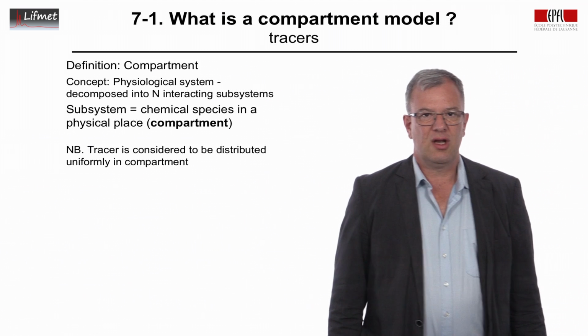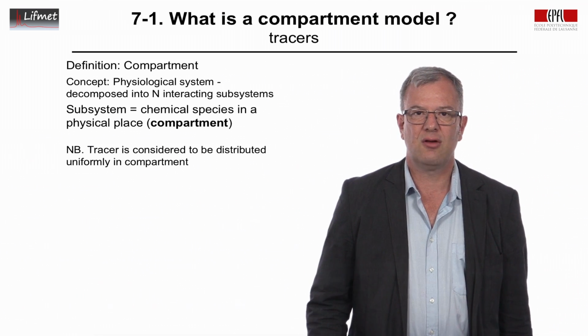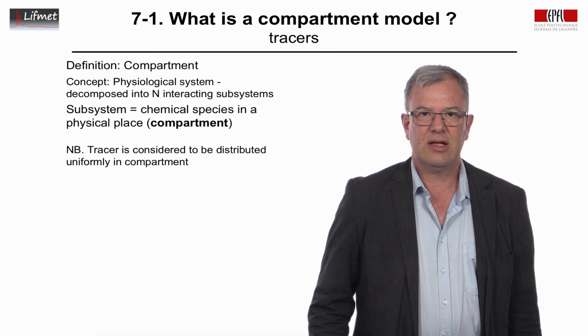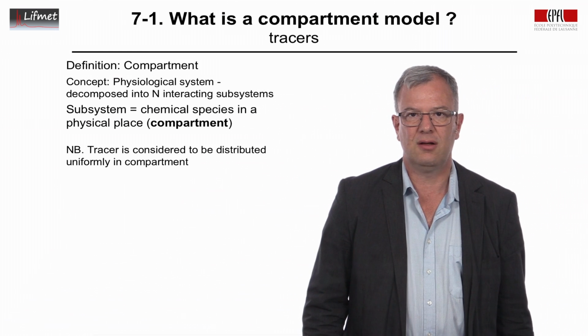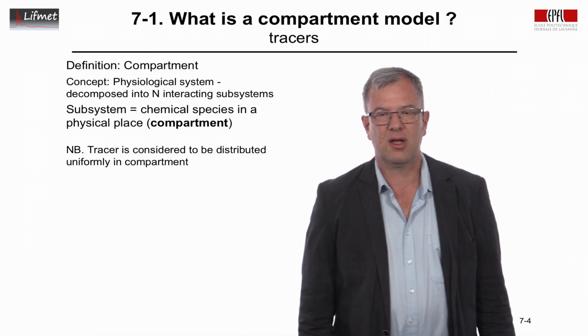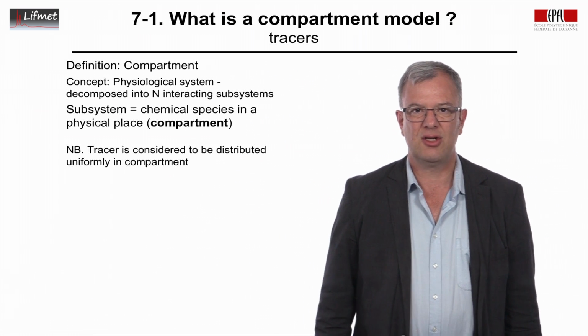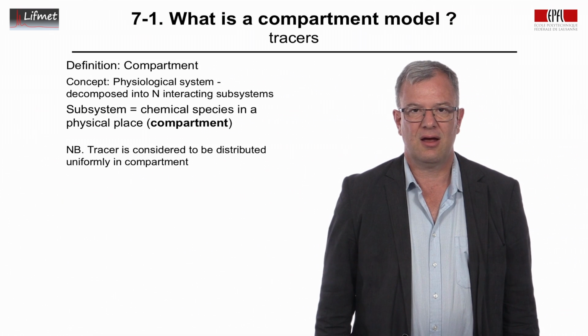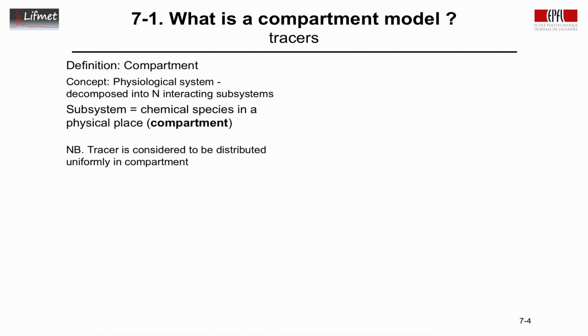We'll make the assumption here that the tracer is considered to be uniformly distributed in a given compartment. There are very elaborate experiments that would allow us to say something about where in the cell this particular compound is located, but they're very complicated experiments, and for practical purposes in the context of biomedical imaging, this is an assumption that one makes. So what are the key elements of compartmental modeling?